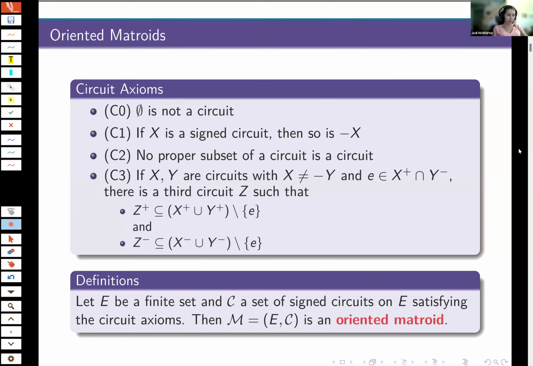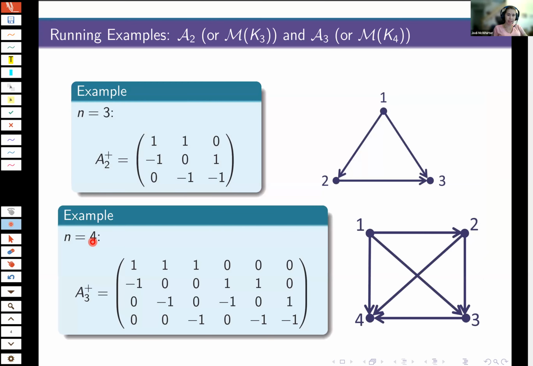But the gist of all of this is that we start out with a finite set. We get these circuits, which are these sets of subsets, more or less. And those subsets will have to satisfy these circuit axioms. And when you take that set and those subsets together, then we get an oriented matroid. Okay, so what exactly are these subsets that we're interested in?